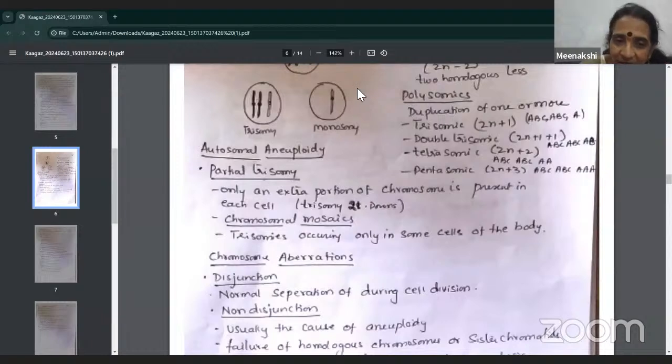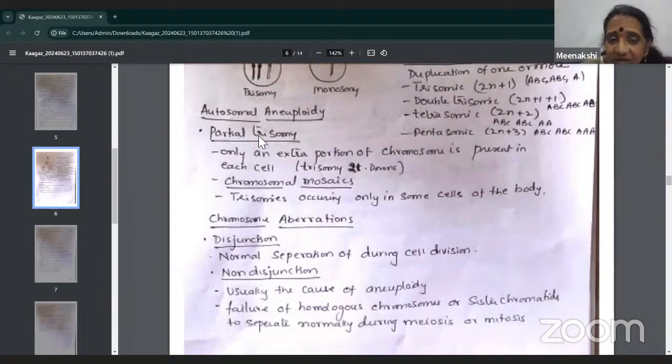The other type of polyploidies are autosomal aneuploidy. When you talk about autosomal aneuploidy, we said that it is trisomy. Generally, we are talking about trisomy or monosomy. In case of a partially trisomic condition, there are two conditions that are possible. One is partial trisomy, the other one is chromosomal mosaic.